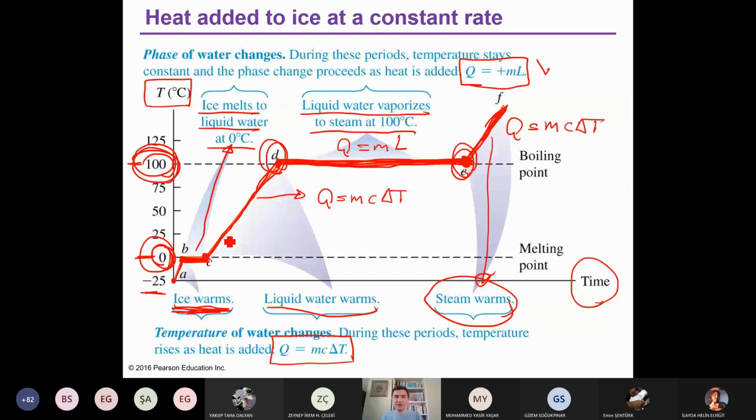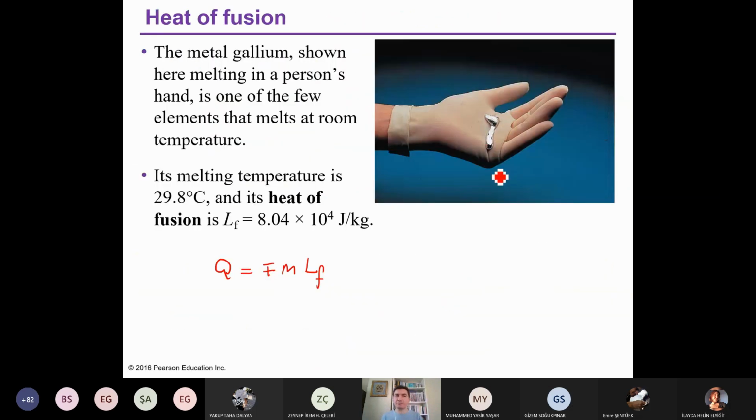And here there is a metal, gallium. Why is it liquid here? Because its melting temperature is 29.8 degrees Celsius, and it has a heat of fusion, or latent heat, given as 8.04 times 10 to the 4 joule per kilogram. So it has a relatively low melting temperature compared to the other metals.